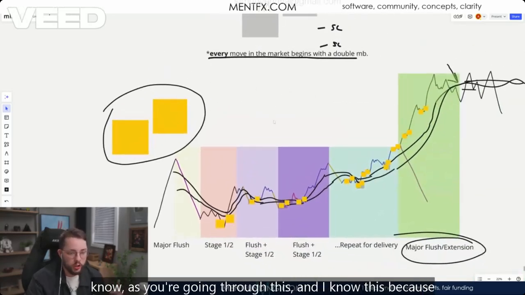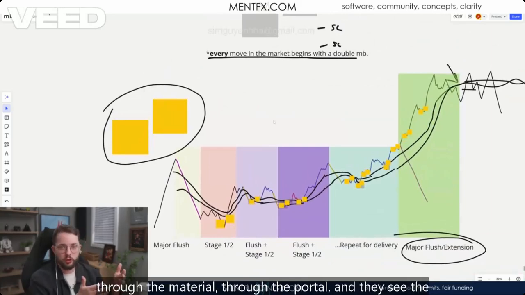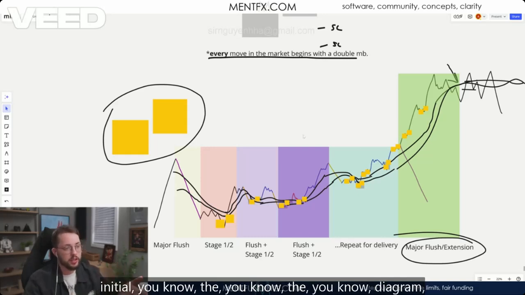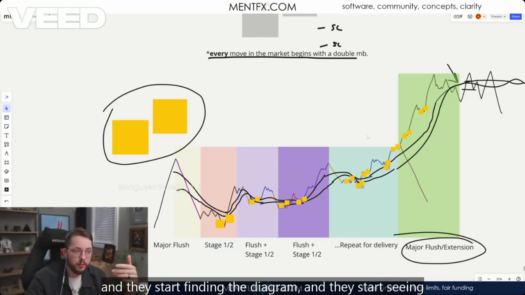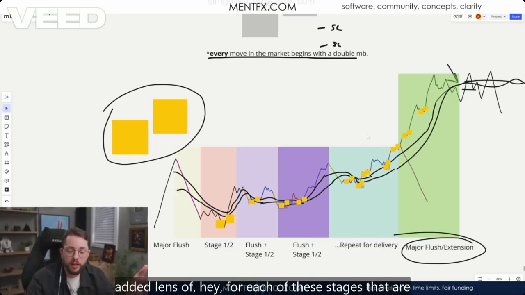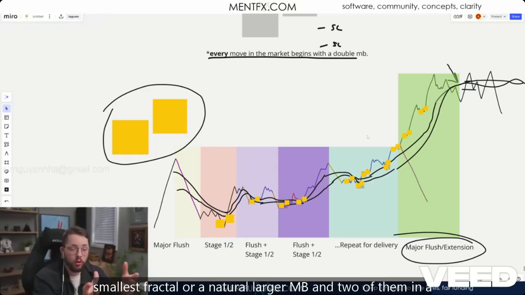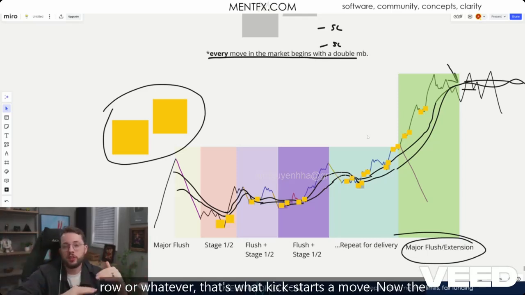So far, as you're going through this, and I know this because I see it over and over again, as people begin to work through the material, through the portal, and they see the initial diagram and they start seeing success through it, now you have the added benefit and the added lens of, hey, for each of these stages that are occurring, for each of these sections that are occurring, there is some formation of a double MB, whether it be the smallest fractal or a natural larger MB and two of them in a row or whatever. That's what kickstarts a move.